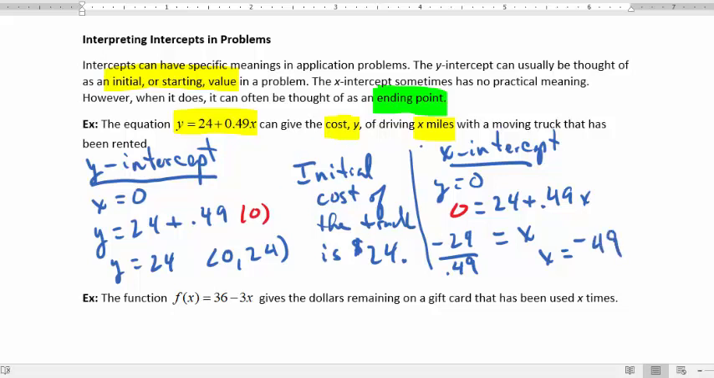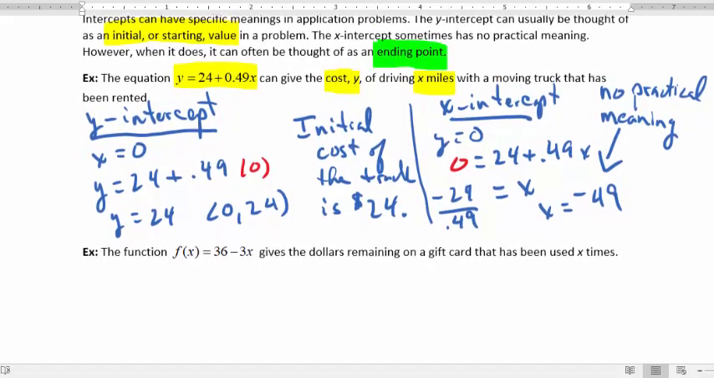And remember, what x measures is miles. So in this case, is it possible to drive negative 49 miles? No, not possible to drive negative 49 miles. So in this case, the x-intercept has no practical meaning, because you can't have negative miles. So in that case, the y-intercept, yes, it was the initial cost, $24, but the x-intercept had no meaning.